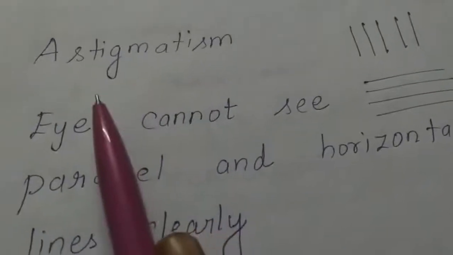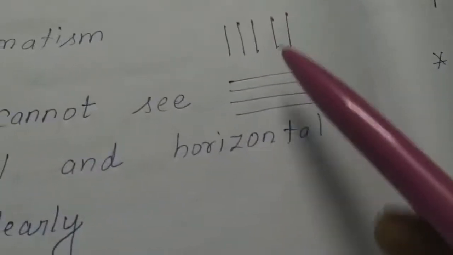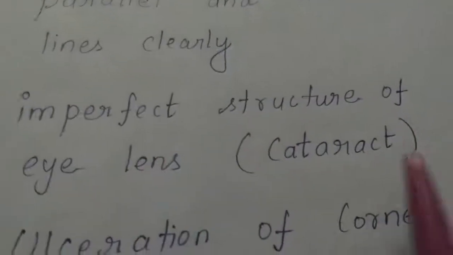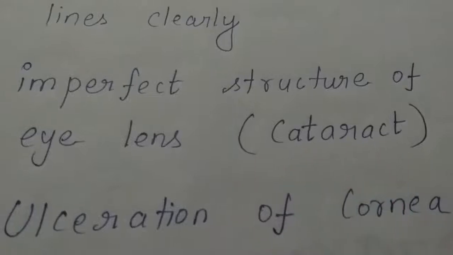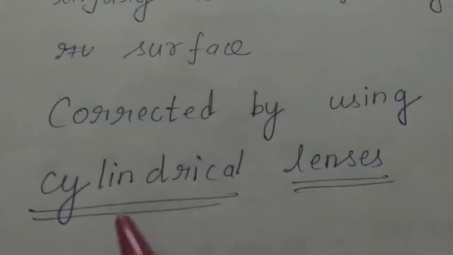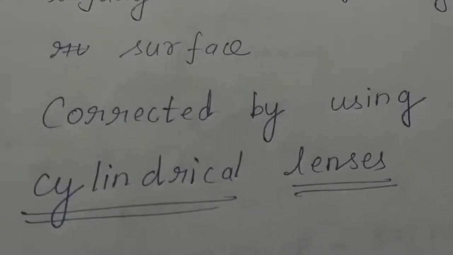Our last defect of vision is astigmatism. The person affected by astigmatism cannot see parallel lines and horizontal lines clearly. Another reason is imperfect structure of the eye lens, which is known as cataract on the eye lens, and ulceration of the cornea, and injury to the refracting surface. It is corrected by using cylindrical lenses. Students, up to this we saw in our last online class.